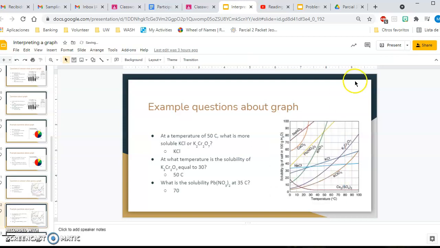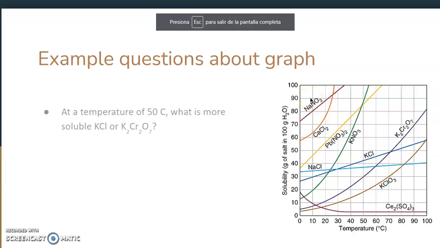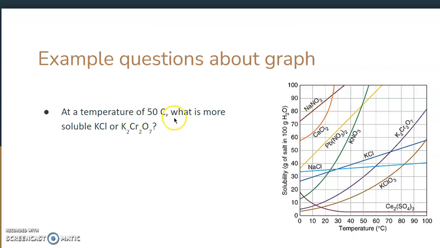Sorry guys, we have some questions related to this. At the temperature of 50 degrees Celsius, what is more soluble, potassium chloride or potassium dichromate? I don't know how to pronounce that. So we're looking at these two lines, and we have to start at 50 degrees Celsius. So we come over to 50 degrees Celsius, and the line that we hit last is going to be more soluble. So we see that we hit this first one, this K2Cr2O7, and then we keep going, and then we hit the KCl. So we would say the potassium chloride, the KCl, is more soluble.